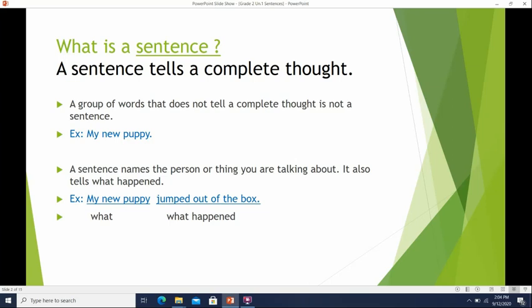It must have a subject and a predicate. A sentence names the person or thing you are talking about. So a sentence must tell you who the sentence is about or what the sentence is about. It also tells what happened. Example, my new puppy jumped out of the box. So this is a sentence. Why? It says my new puppy. What did the puppy do? It jumped out of the box. So my new puppy. Who is the sentence about? It's about a new puppy. And what did it do? It jumped out of the box.